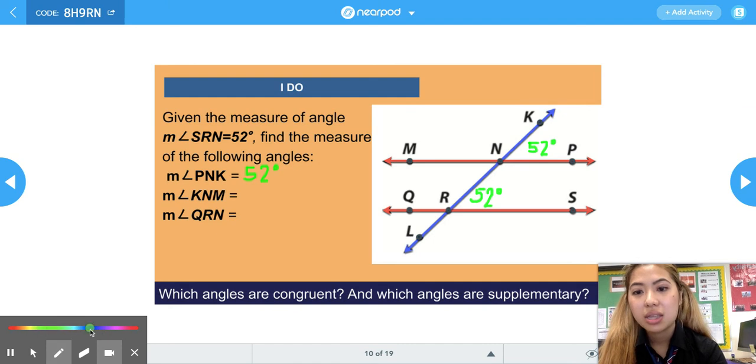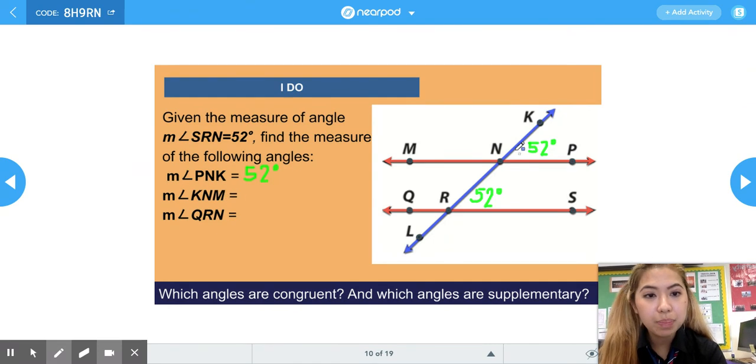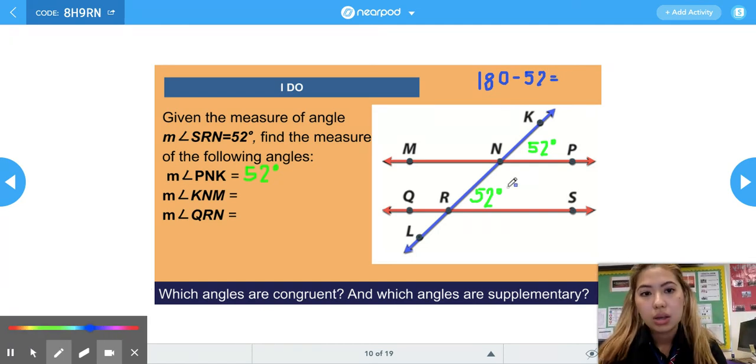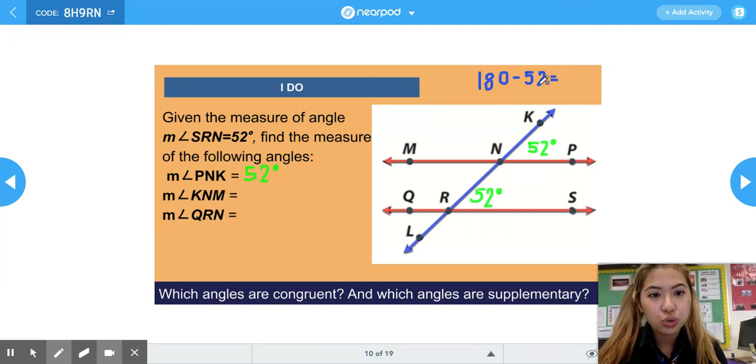And then I have to find the measure of angle K and M. K and M is right here. So I can see that angle K and P and angle K and M are supplementary. They make a straight line. So to find the missing angle measurement, I'm going to have to do 180 minus the 52. So 180 minus 52 is 128. And so that makes the angle measurement of K and M 128 degrees.